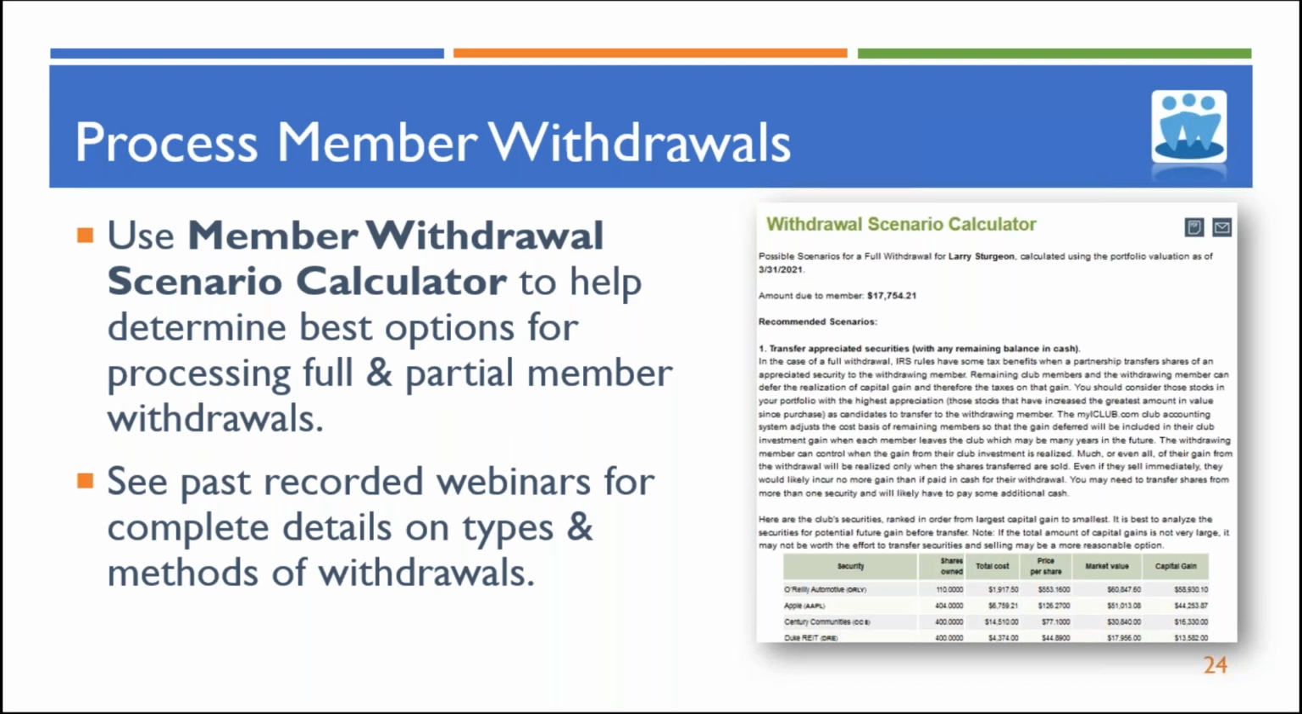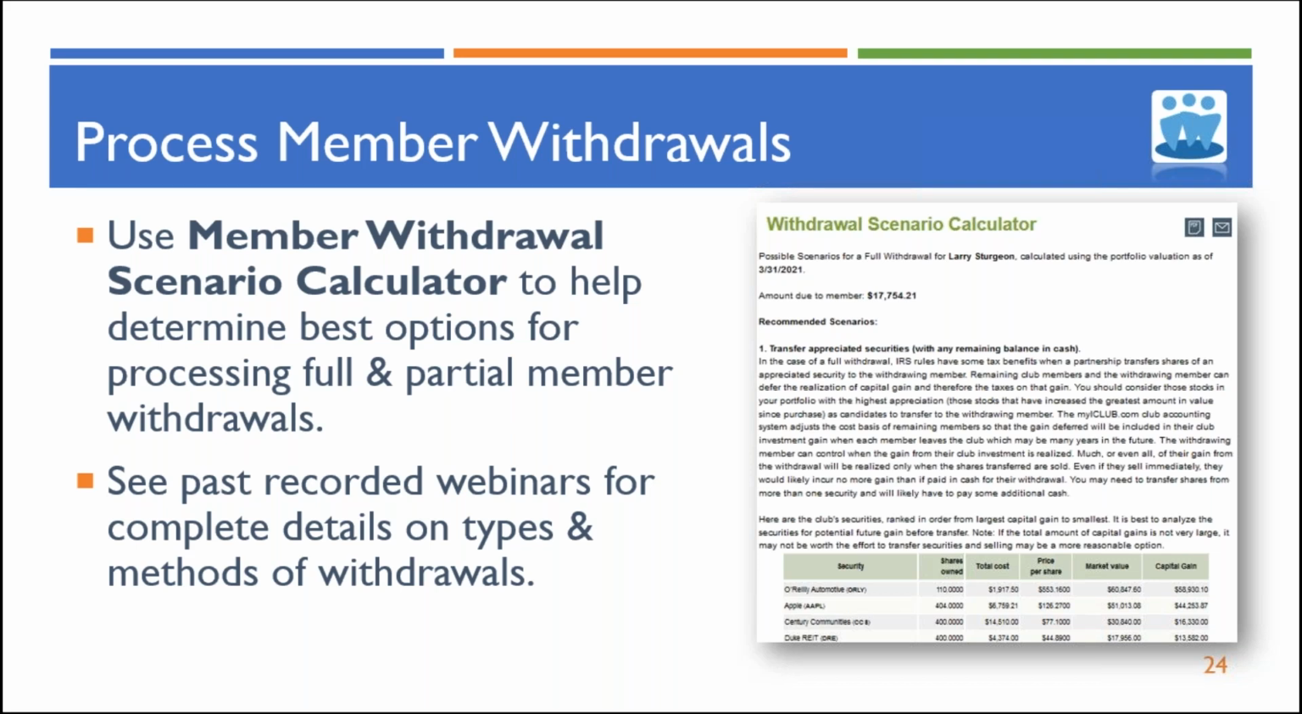We spend a good half an hour, 40 minutes going over in detail how to calculate withdrawals, and what are the considerations that you might want to think about. We will point you, of course, to our member withdrawal scenario calculator, which is a great tool. It's available in the wizards section of accounting. It's available in the withdrawals and the people section. So we really like you to use it because it lays out in detail the recommended and non-recommended scenarios for any partial or full withdrawal.